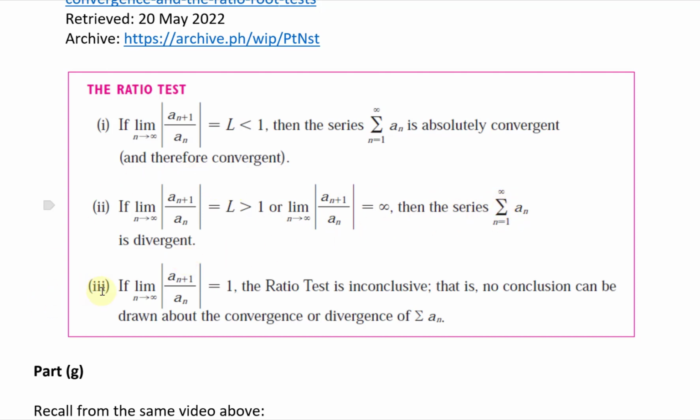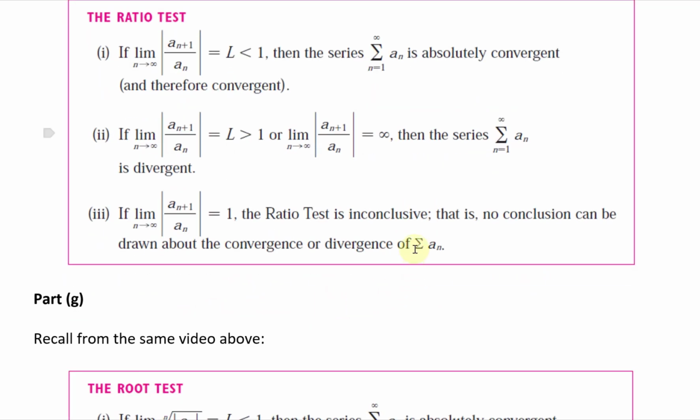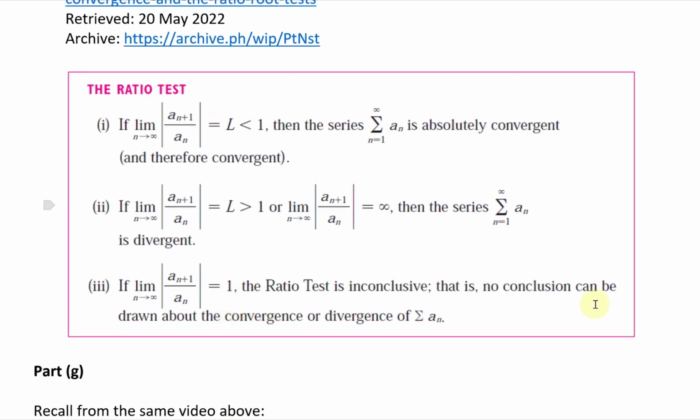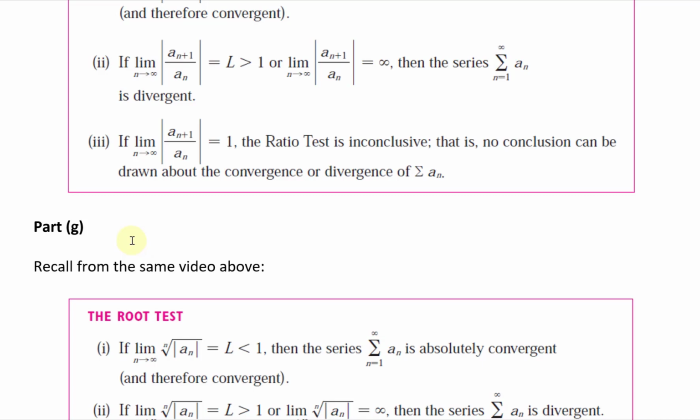And lastly, part III, or part 3 of this ratio test. If the limit as n approaches infinity of the absolute value of a_(n+1) over a_n is equal to 1, then the ratio test is inconclusive. That is, no conclusion can be drawn about the convergence or divergence of the summation of a_n. So if it's equal to 1, we can't use it. Going further, part G.